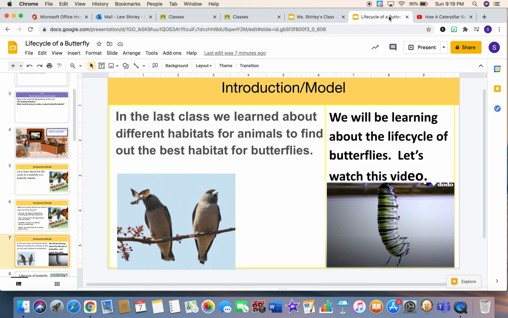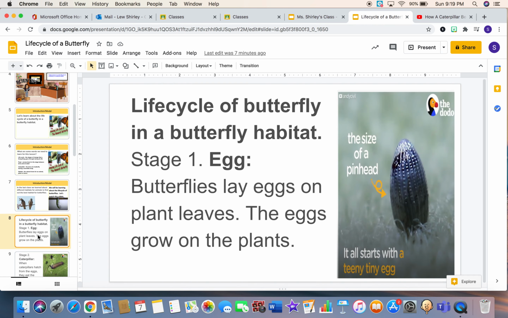Okay, let's review what we learned. Well, we made those observations that in stage 1, the egg, the butterflies lay eggs on plant leaves, and the eggs grow on plants. Now remember, it all starts with a teeny tiny egg. It's so small, it's the size of a pinhead. That's really small.